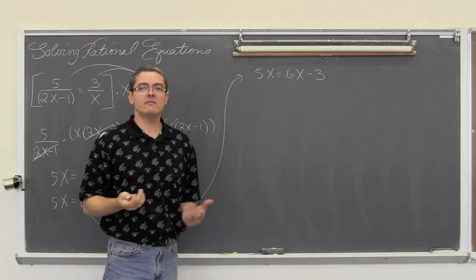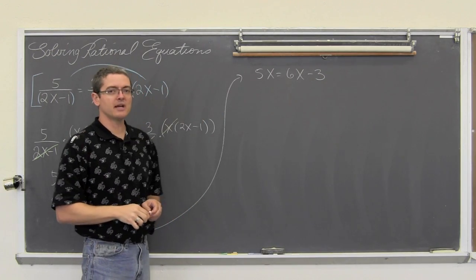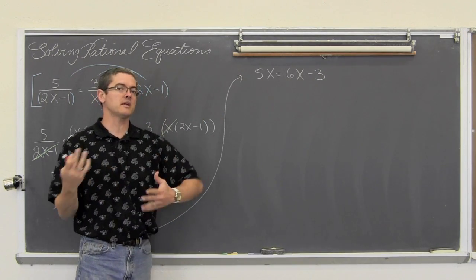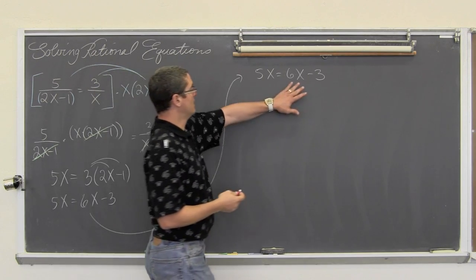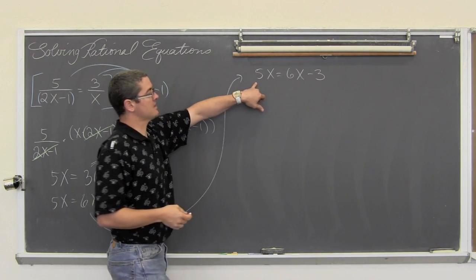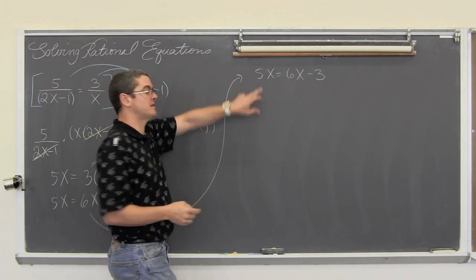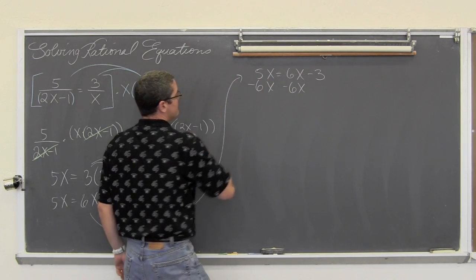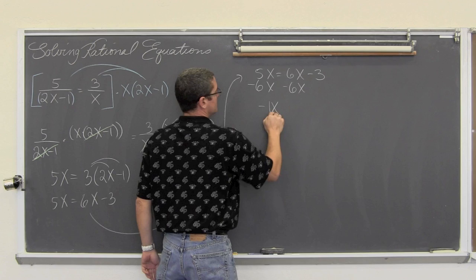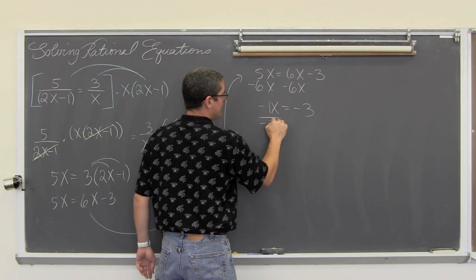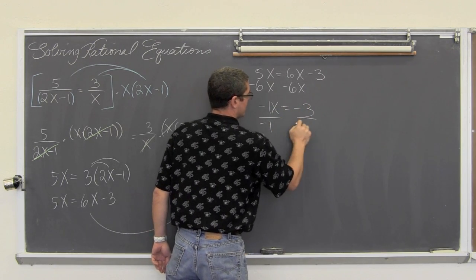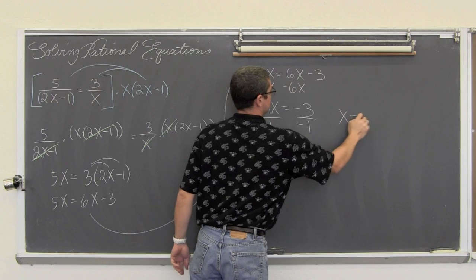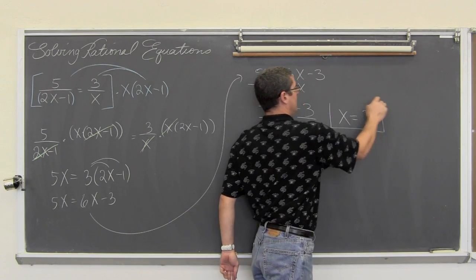Because I only have a single degree, a linear equation, I can just work it around so I get the x completely isolated. I'm going to do that by bringing this 6x over to the left-hand side through subtraction. 5 minus 6 is negative 1x. Divide both sides by negative 1, and we get x is equal to 3.